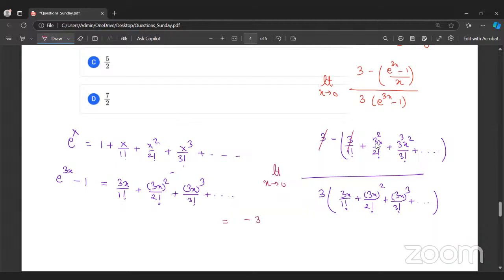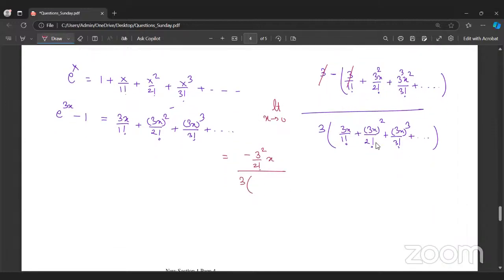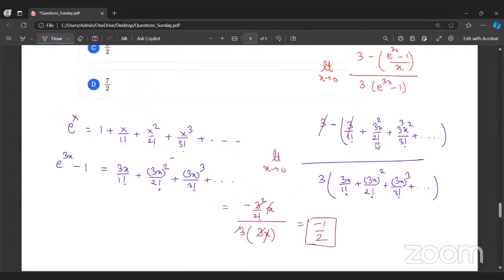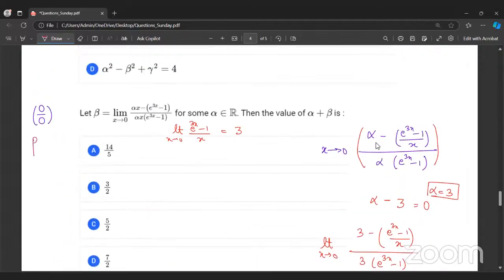So minus 3 square by 2 factorial into x, divided by, what about the denominator? 3 into 3x. Correct, everyone? Yes, sir. So x got cancelled, 3 square and this got cancelled. So I got minus half. Right? Minus half. My beta is minus half. Alpha is 3 and beta is minus half.